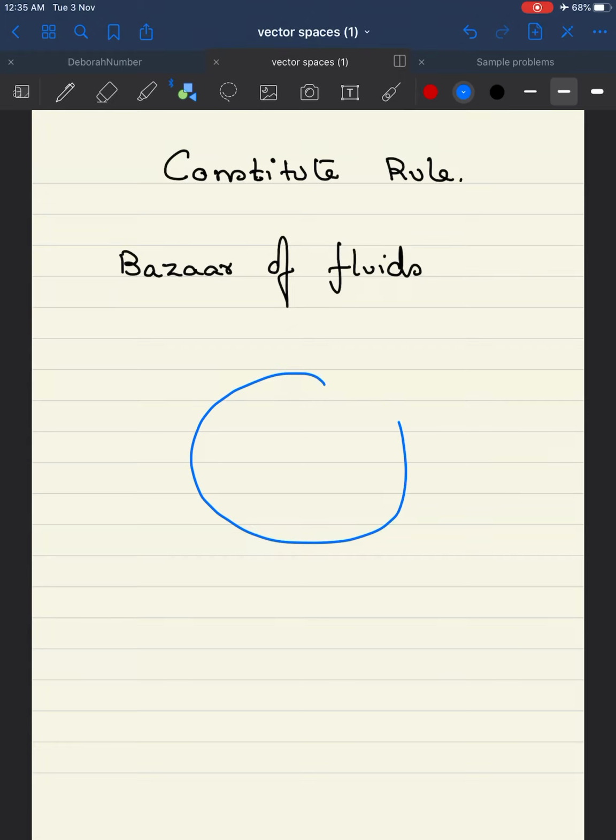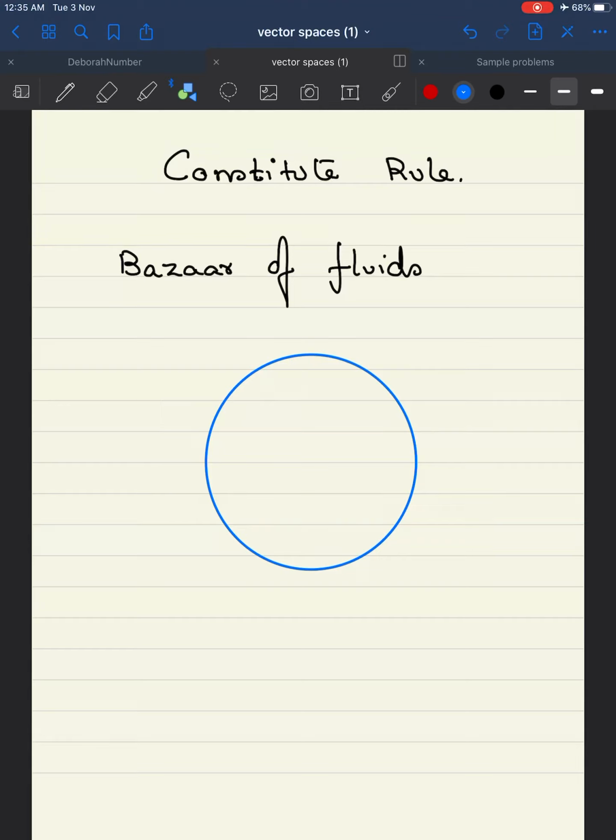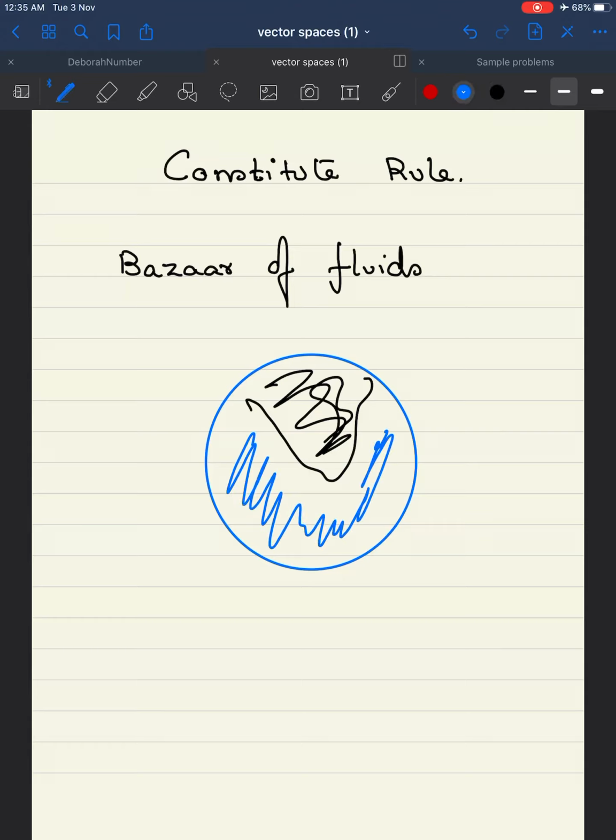So it turns out that one of the most commonly encountered fluids in our bazaar is water. There is more of it than even the land masses that are there. So this is, by the way, the globe. I hope it's a shoddy drawing, but this is the earth, this is the Indian peninsula, and this is water.